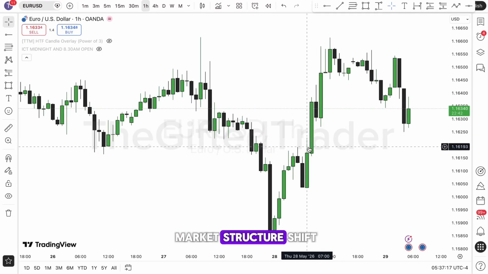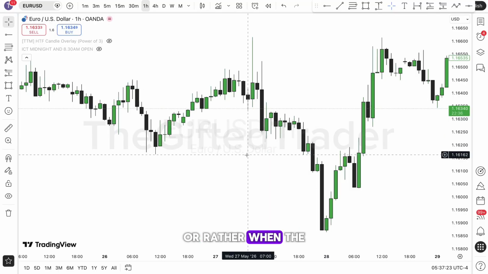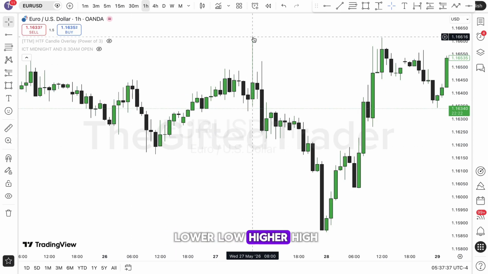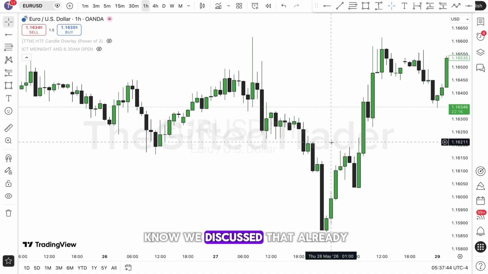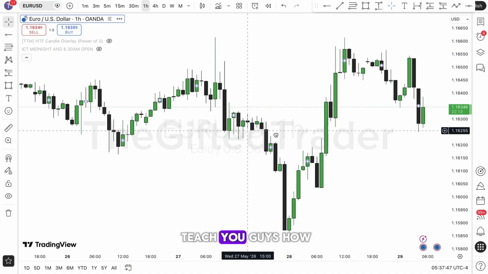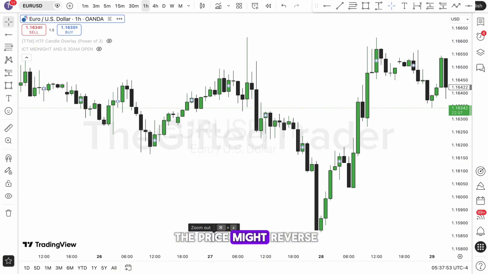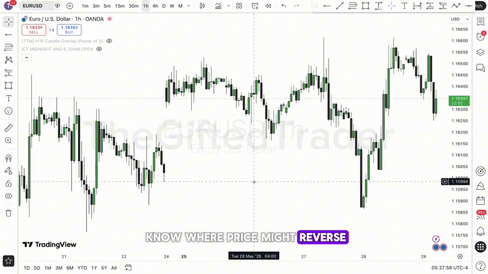Going to talk about market structure shift and how to identify when the trend is going to reverse. Okay, in our last class, we talked about market structure shifts, how to identify higher low, lower high, lower low, higher high, higher low, lower low, and we've discussed that already. Now, I'm going to teach you guys how to know when the price might reverse.